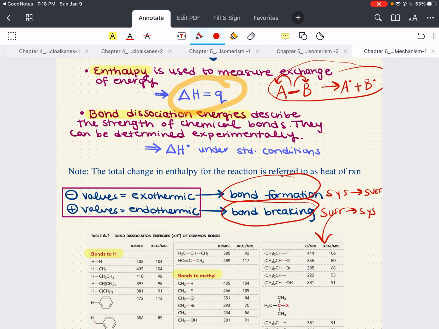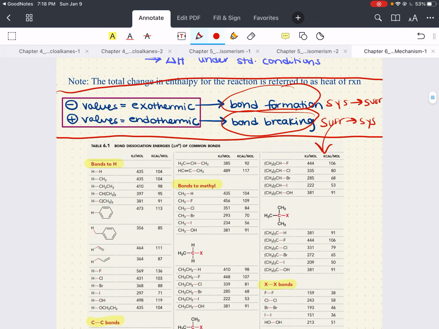All right, so these kinds of notes right here are very important. Highlight, color code, whatever. Just remember this. Now let's calculate the heat of a reaction for an example problem, just so we can see how we can use this table of experimentally obtained bond dissociation energies of common bonds to figure out the heat of a reaction.